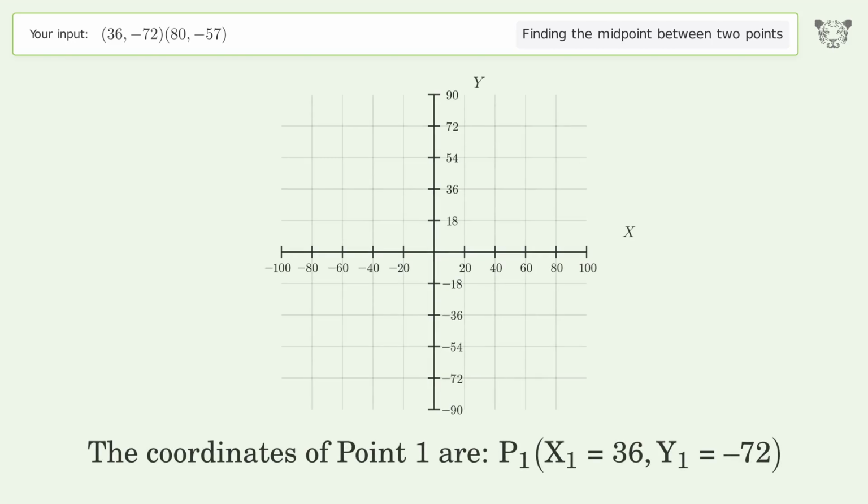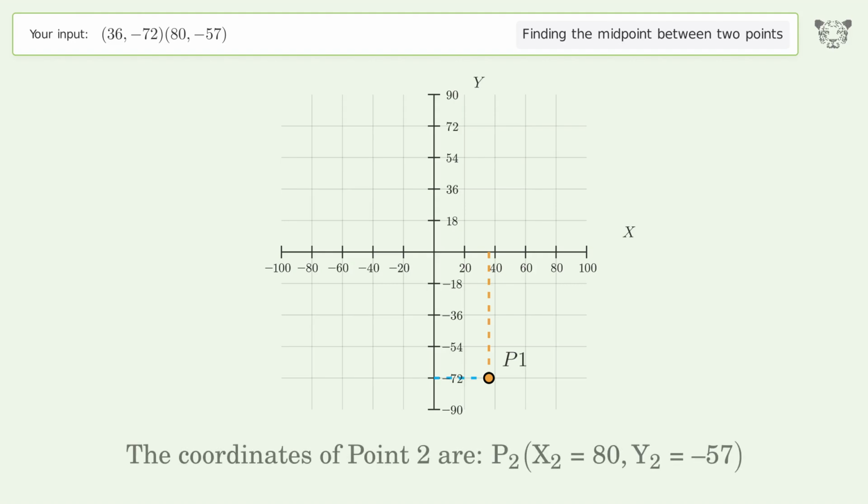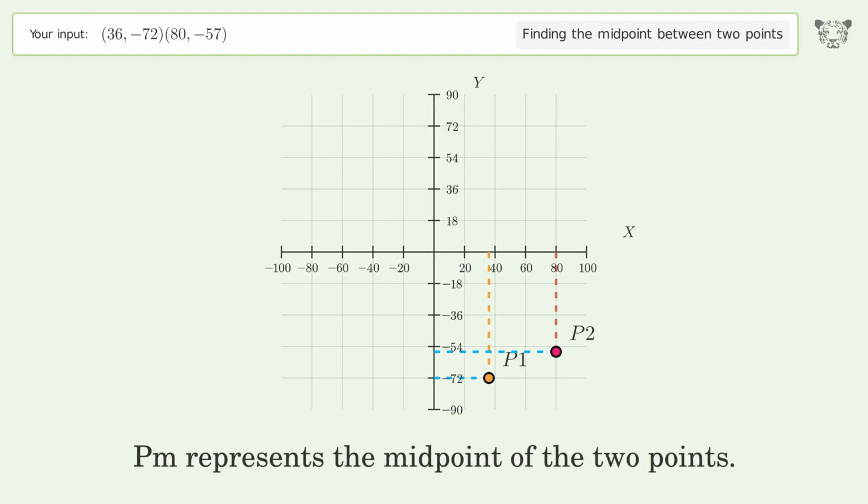The coordinates of point 1 are x1 equals 36, y1 equals negative 72. The coordinates of point 2 are x2 equals 80, y2 equals negative 57. PM represents the midpoint of the 2 points.